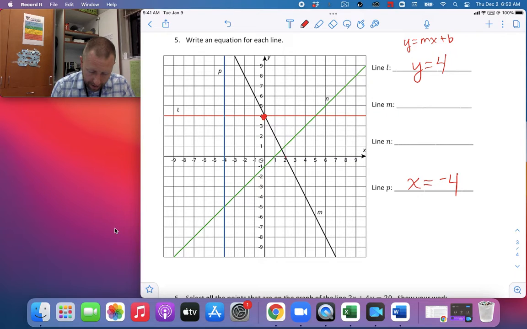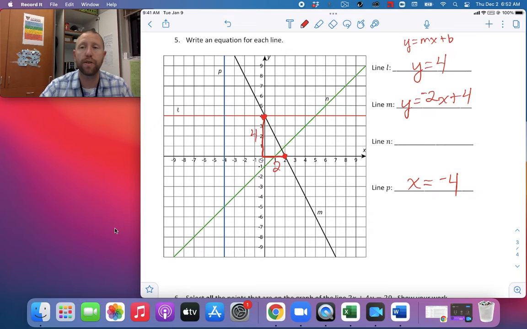I'll use that one, and it looks like that's a good point to use as well. So here, for my slope triangle, I can see I went down 4 and to the right 2. So my equation is y equals down 4 to the right 2, -4 over 2. Well, -4 over 2, 4 divided by 2 is 2, right? We had that earlier. So I'm going to go ahead and just write that as -2x plus 4. That 4 is the b, the y-intercept. That's where it crosses the y-axis.